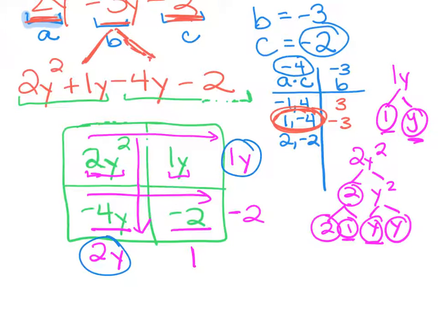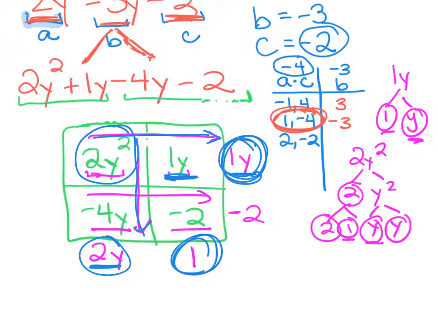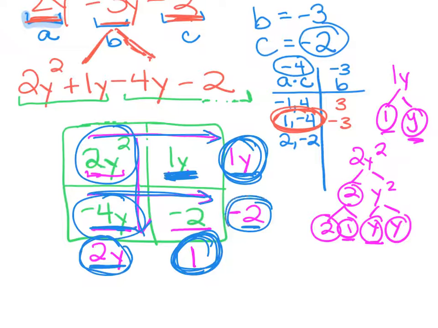If I multiply row 1 by column 1, that should give me the product 2y squared. So if I multiply 2y times 1y, I get 2y squared. If I multiply row 1 times column 2, that should give me the entry in row 1, column 2. So 1y times 1 does give me 1y. And again, on the bottom row, row 2 had a common factor of negative 2, so if I multiply negative 2 times 2y, that should give me the entry in row 2, column 1. And lastly, row 2 times column 2, negative 2 times 1 gives me negative 2.